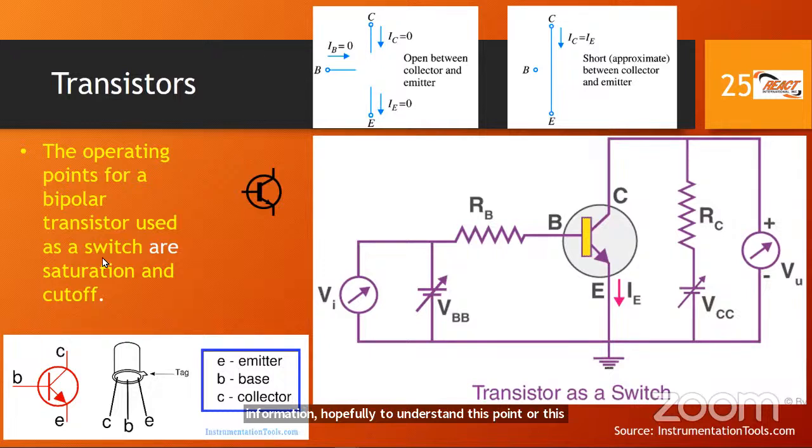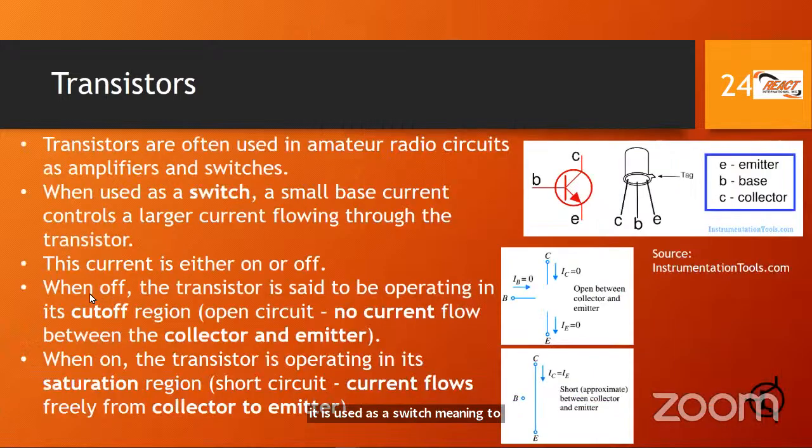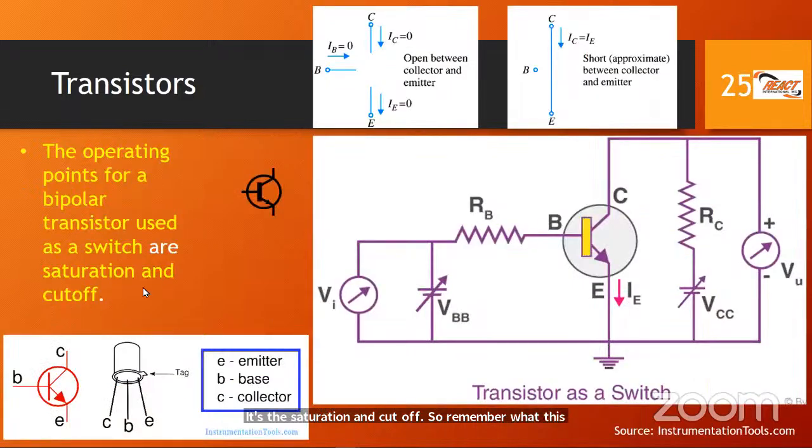And this is in yellow, so that means it's a direct quote from the exam question. The operating points for a bipolar junction transistor, when it is used as a switch, meaning to turn on and off, are saturation and cutoff. So remember what saturation is? In saturation, it conducts. In cutoff, it does not conduct. So that's the whole point about this question.